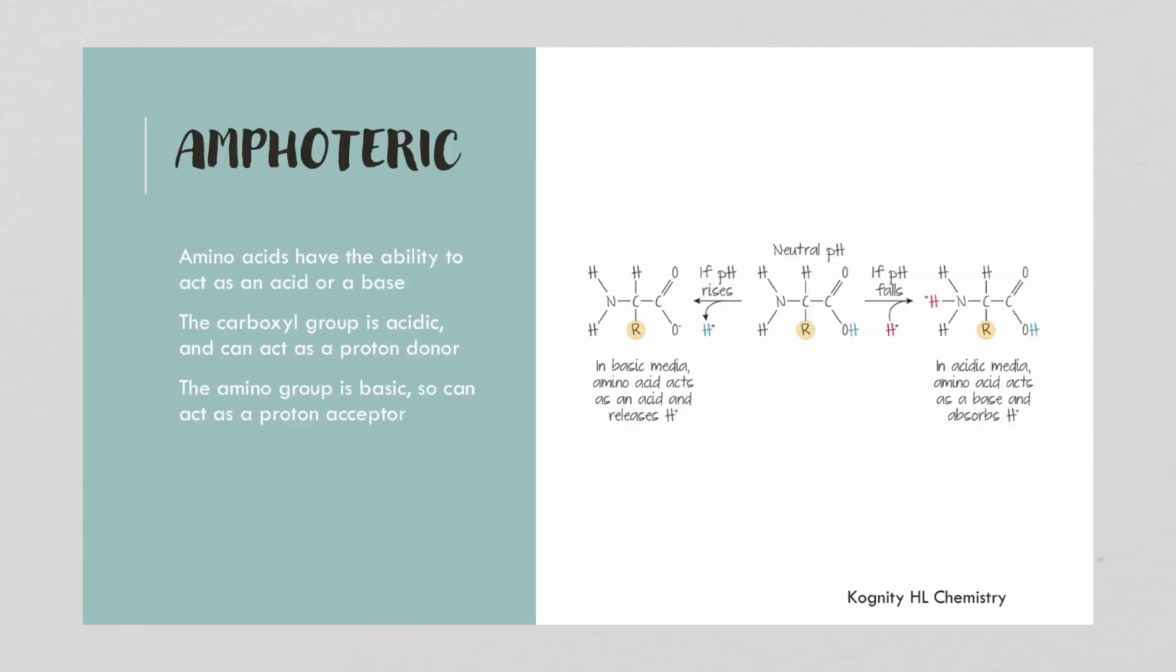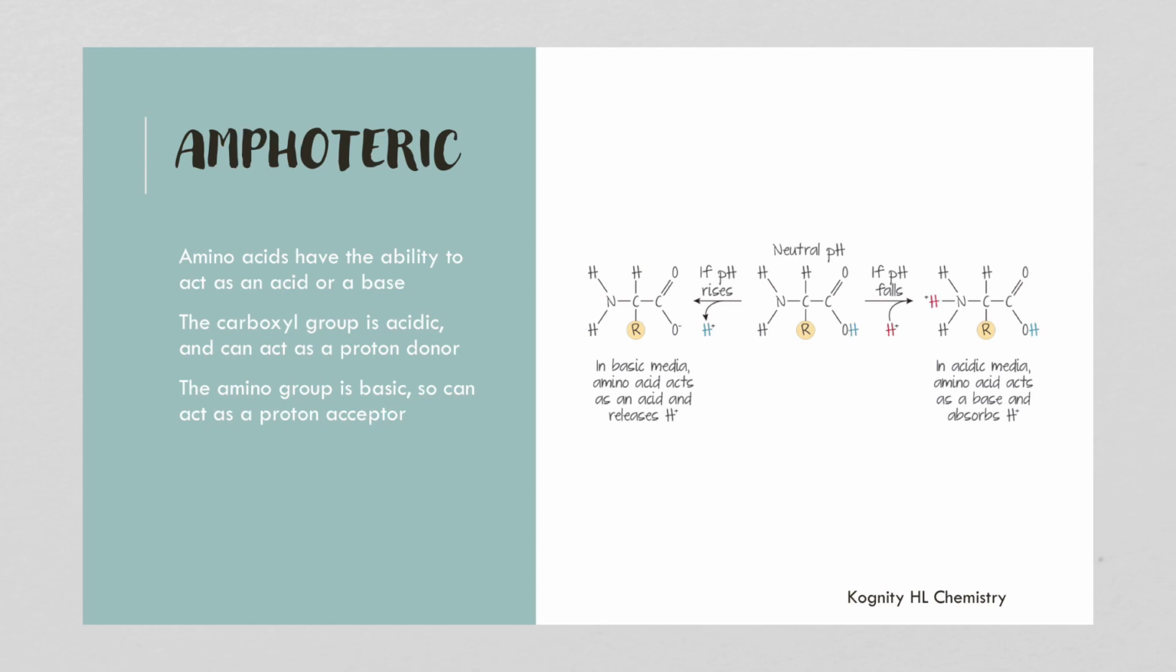So because amino acids have an amino group and a carboxyl group, they have the ability to act as both an acid or a base. So the carboxyl group is acidic, hence carboxylic acid, and it can act as a proton donor. The amino group is basic, so it can act as a proton acceptor. So you can see that happening here. So this is our neutral pH, where it's the carboxyl and the amino, no hydrogens have been donated or accepted.